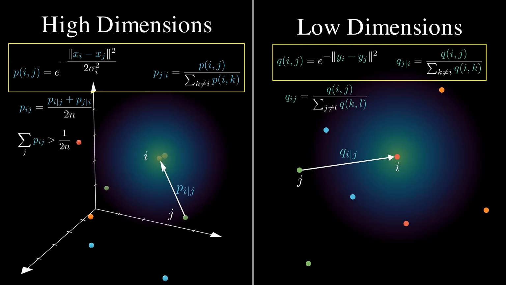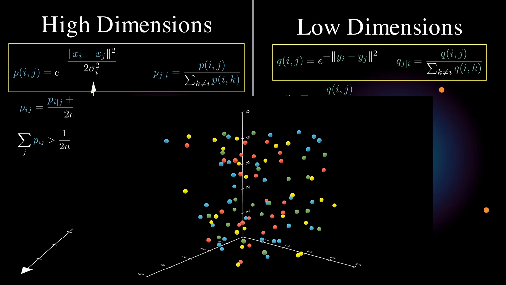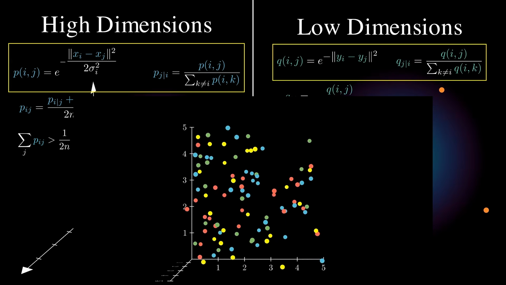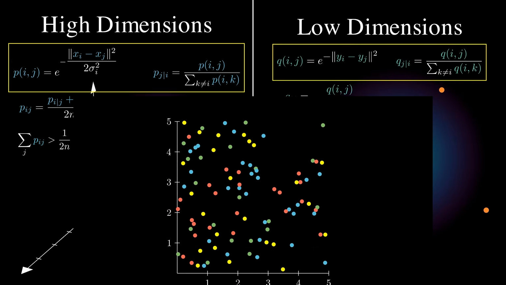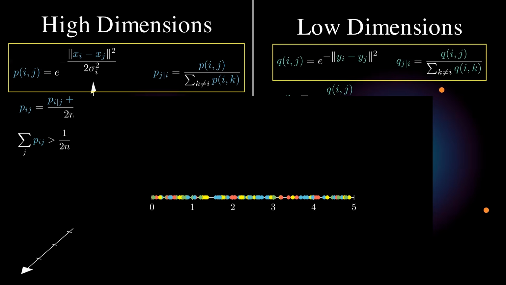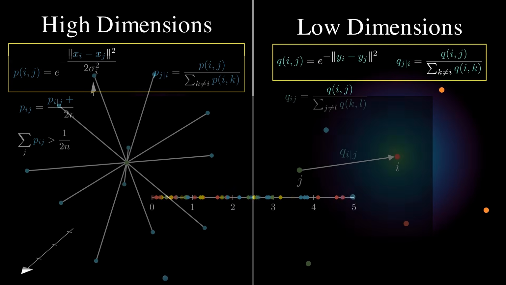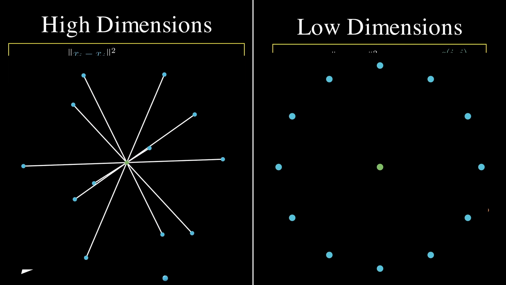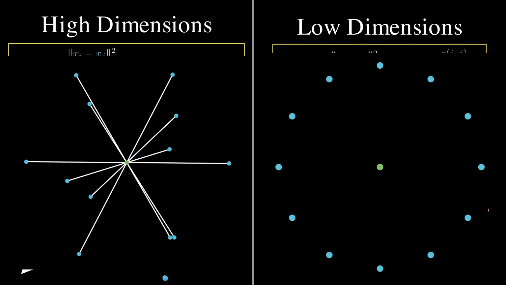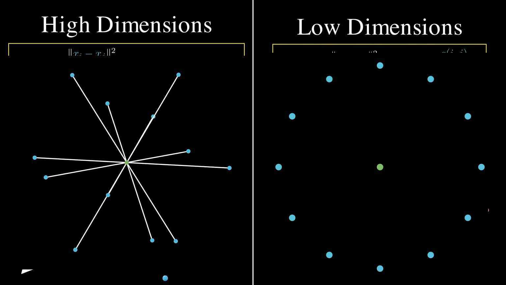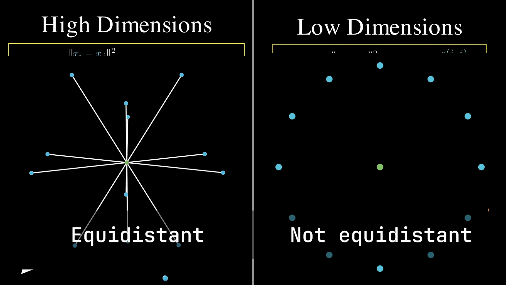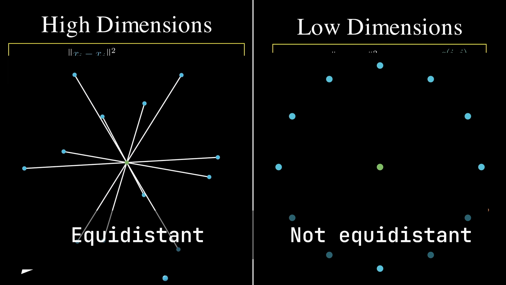Now to the biggest difference between SNE and tSNE. When mapping from high to low dimensions, as I mentioned in the beginning, space goes from very open to not so open. Thus, the ratio of points at a medium distance to points at a short distance will be much higher in high dimensions than low dimensions. Therefore, in low dimensions, those points at medium distance will have to be crushed together. This is known as the crowding problem.